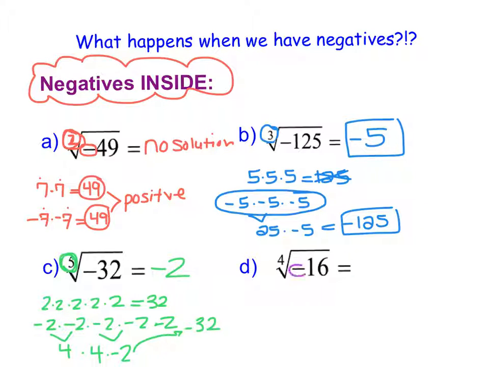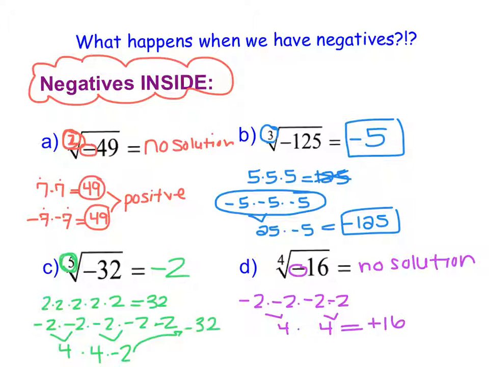Now, since there's a negative inside of here, I start to think, okay, could it be a negative 2? So I do negative 2 times negative 2 times negative 2 times negative 2. I multiply these 2 together, I get 4. These 2 together, I get 4. So I get a positive 16. So what that's telling me is that there's no way that I can multiply 4 numbers together that are the same that give me a negative 16. So there is no solution.